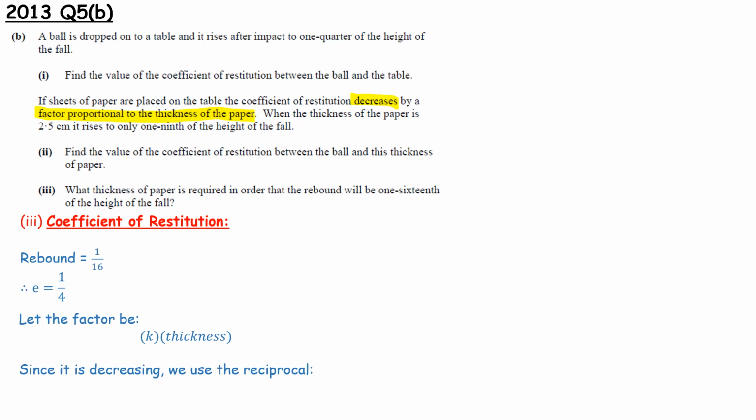So we're not going to multiply it by this factor. We're actually going to divide it because it's going the opposite way. So we're going to use our reciprocal here. So it's going to be 1 over k times thickness.